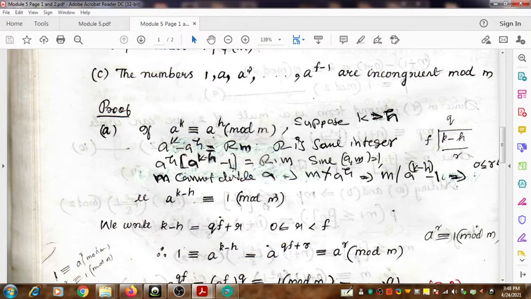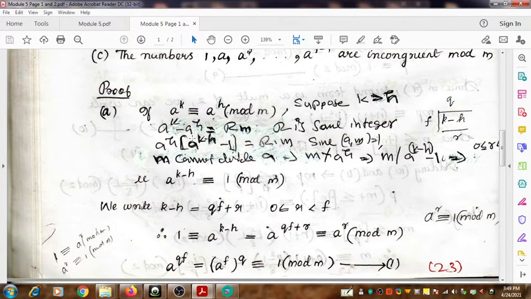Then what we can do next: since h is less than k, and both are positive integers, you can take a raised to h outside. So you can write this expression as a^h times (a^(k-h) - 1). The quantity a^h goes outside the bracket, the remaining quantity is a^(k-h), and the second term is 1, equal to the same r into m, the product of r and m.